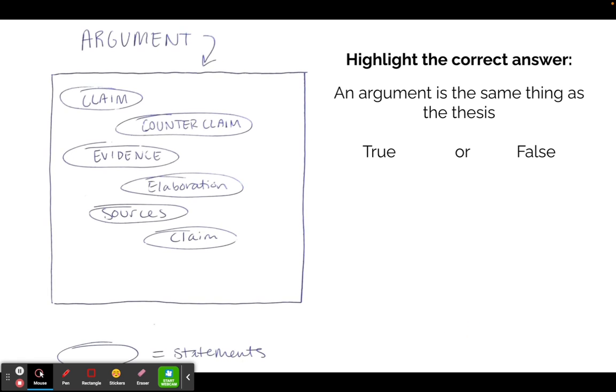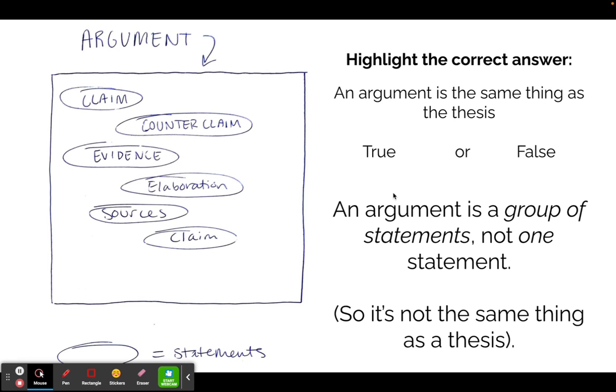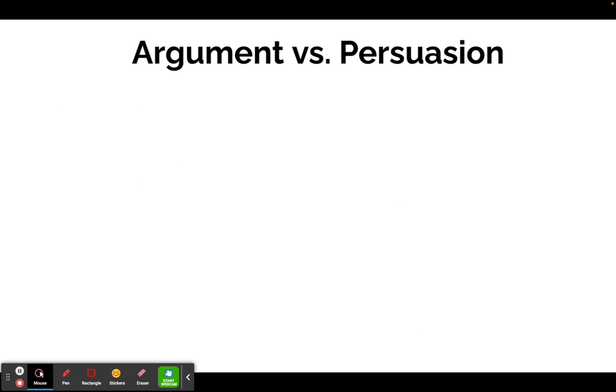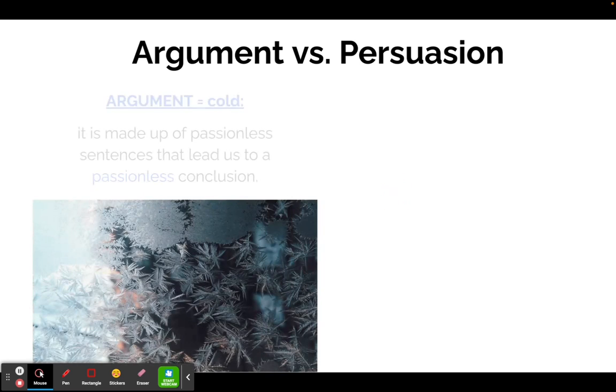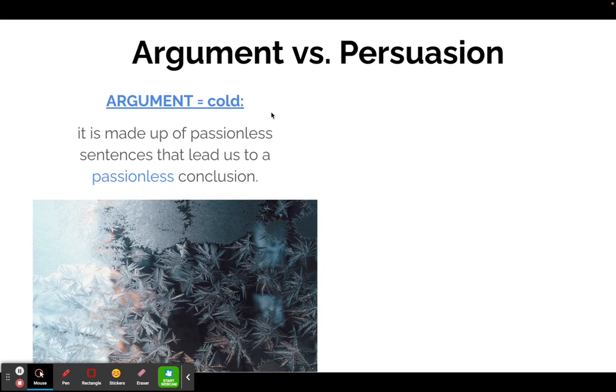I have a question for you: is an argument the same thing as a thesis when you're writing? Highlight on your slide, true or false. I'll give you a second. So, turns out an argument is a group of statements, not just one statement, so it's not the same thing. A thesis statement is one statement. It's not a group of statements. So they are different, but they work together, and let me explain more on that here. Again, anytime you see a line, you're going to fill in the blank on your slides.